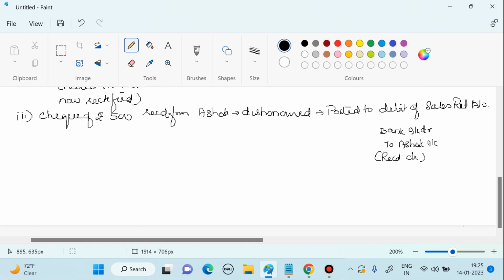But when we deposited the check into bank, the bank was unable to collect it and the check was said to be dishonored. So now what happens when a check is dishonored? We will have to reverse this entry. We'll have to bring Ashok back into our books as a debtor, so we will have to debit Ashok. When we debit Ashok, we are bringing him into the books with a debit balance showing that amount is receivable from Ashok. Got it?